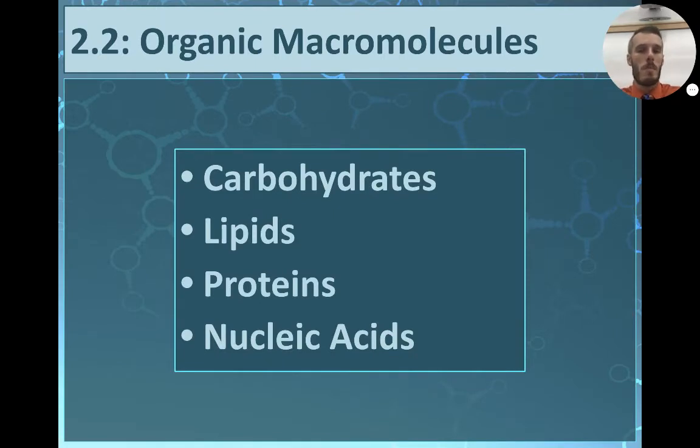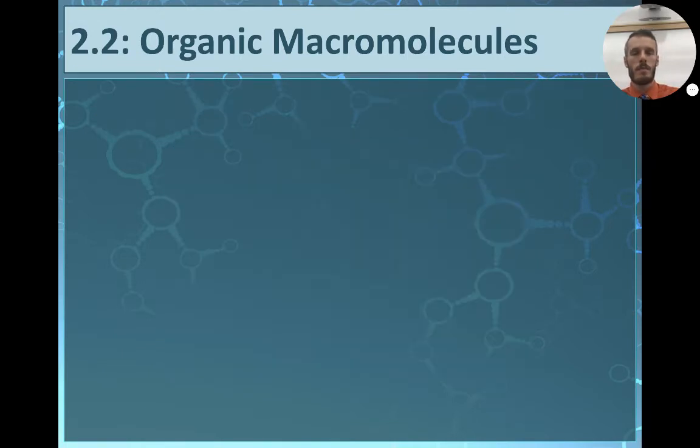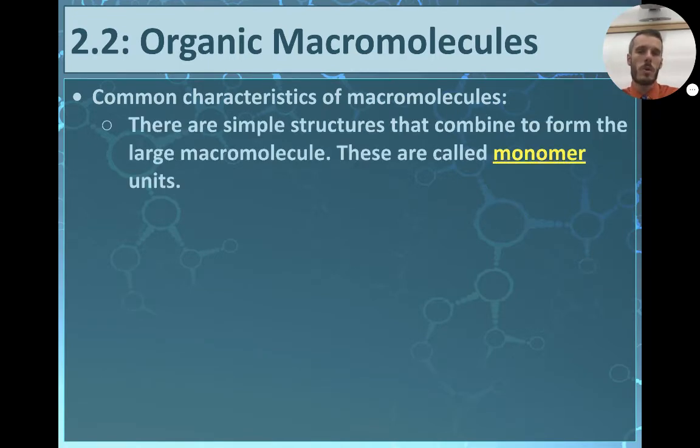And that brings us to our macromolecules. So we have carbohydrates, lipids, proteins, and nucleic acids. We are going to review carbohydrates and lipids today. All right. So common characteristics of our macromolecules. They are built from smaller parts. Okay, there are simple structures that will combine, they'll bond together, and they'll form these larger macromolecules.